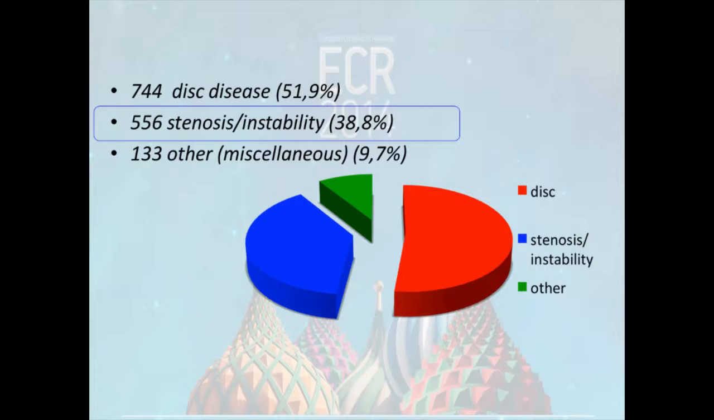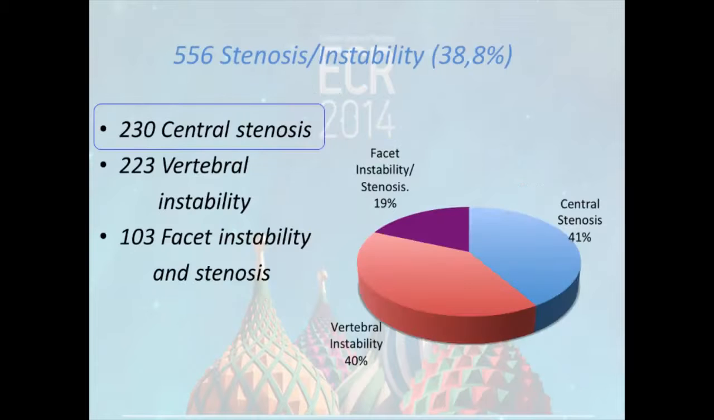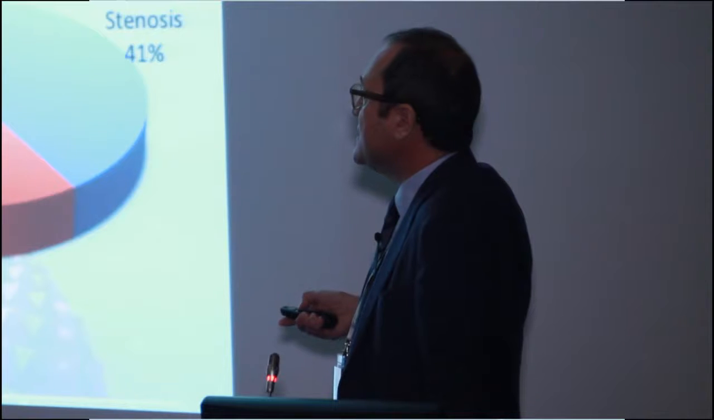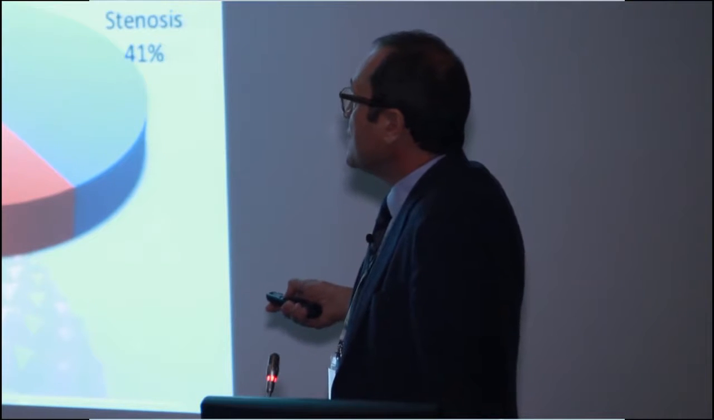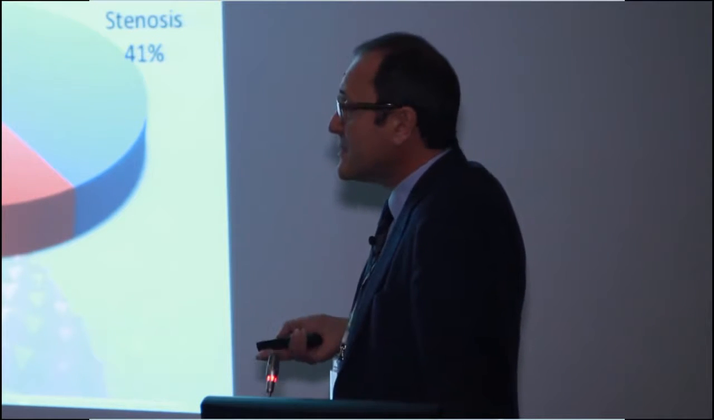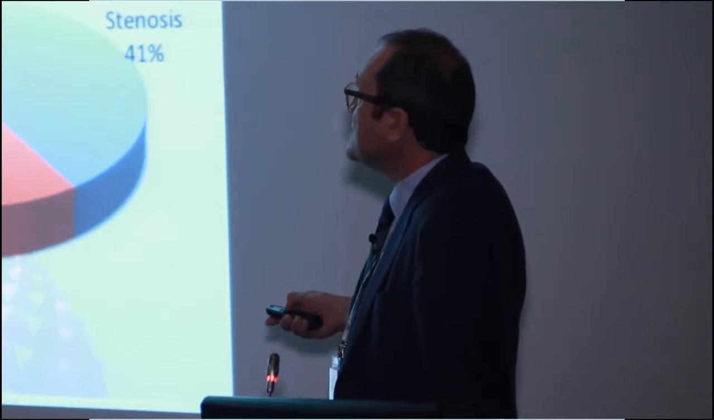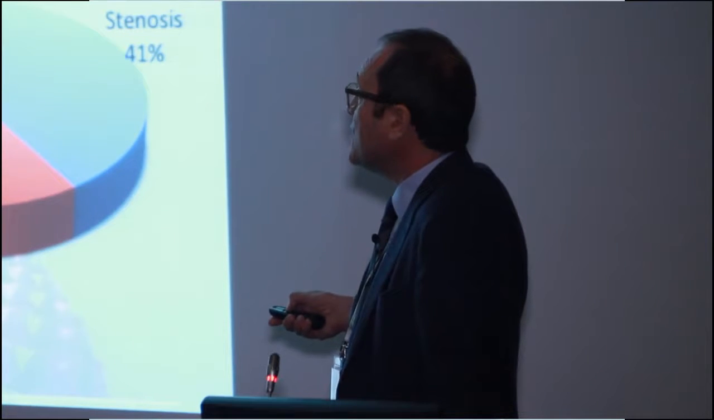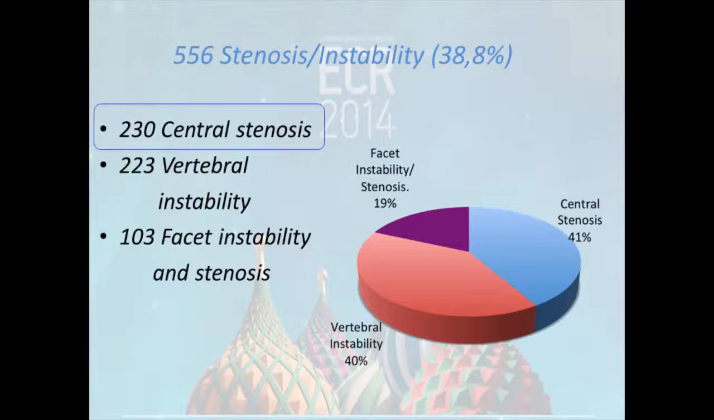Let's go to the following chapter: stenosis and instability. About 40% of the patients we examined. We should subdivide again into central stenosis and vertebral instability, and of course they are not independent. We can have a stenosis that is related to instability, and the other important chapter is segmental microinstability, which is referred to facet pathology.